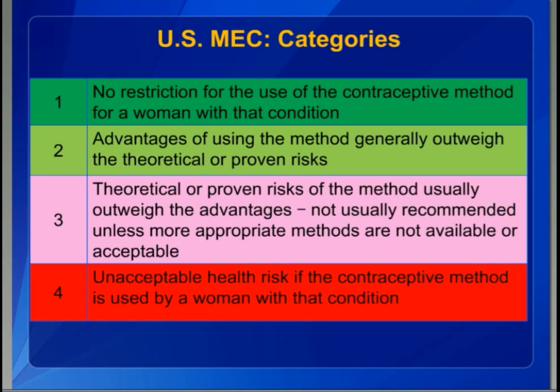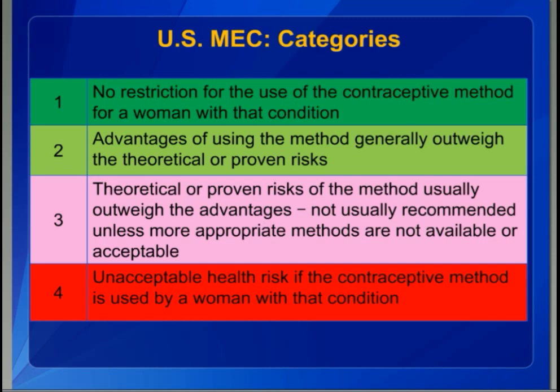Within the MEC, each combination of a medical condition with a contraceptive method has a recommendation for use, which is provided as a numeric classification 1 through 4. The numbers reflect an increasing degree of theoretical or proven risk for use of a particular contraceptive method for a woman with a particular condition. Category 1 classifications indicate no restriction for use, while Category 4 classifications represent unacceptable health risks.